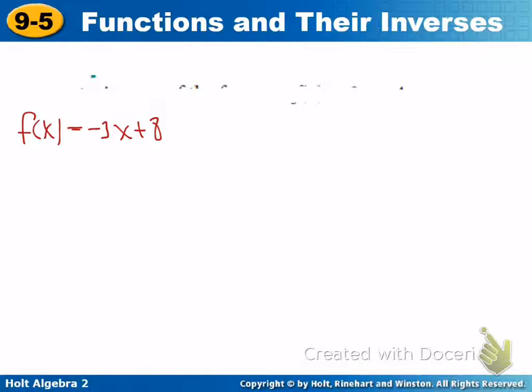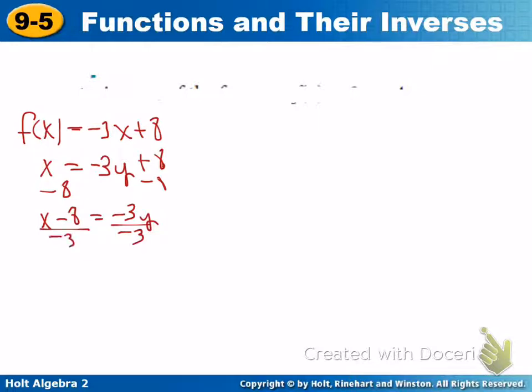Okay, so the first thing we're going to do is make that switch. So I'm going to put my x here, and then this would make this negative 3y plus 8, right? So we would subtract the 8. So we would have x minus 8 equal to negative 3y, and then we would divide out that negative 3, okay? So that would leave us with an inverse function of x minus 8 over negative 3.